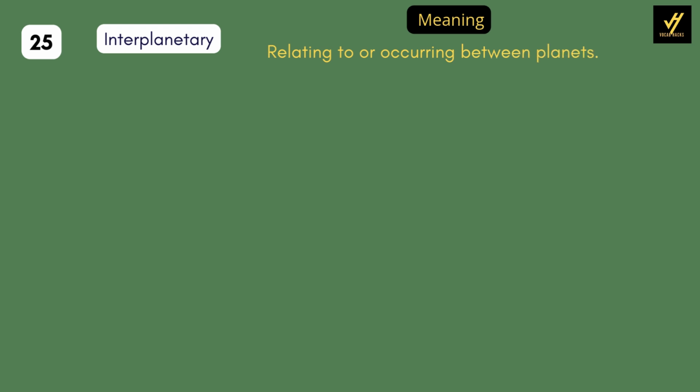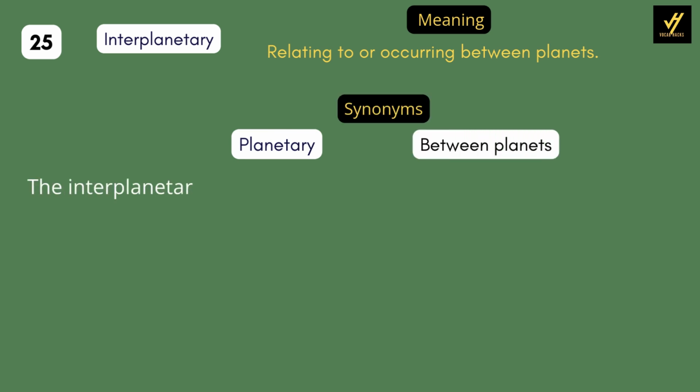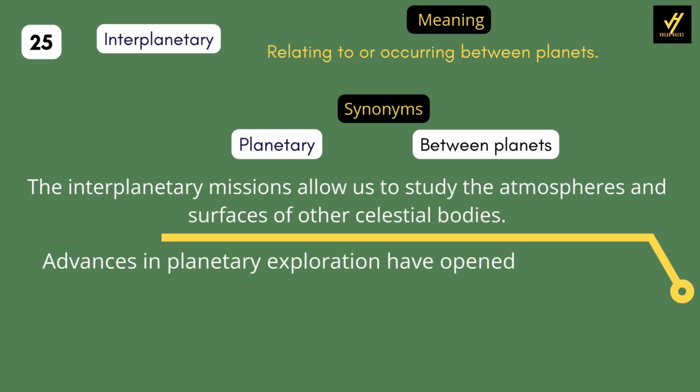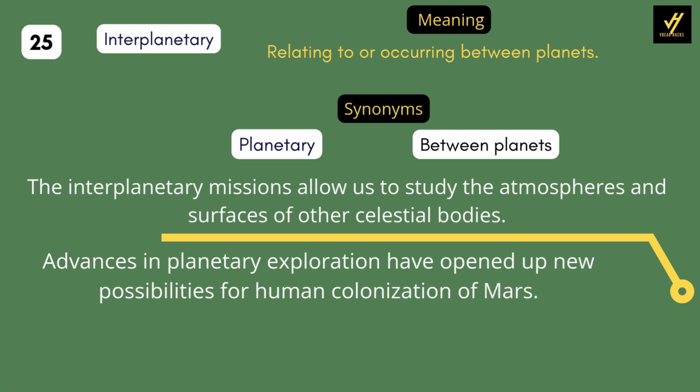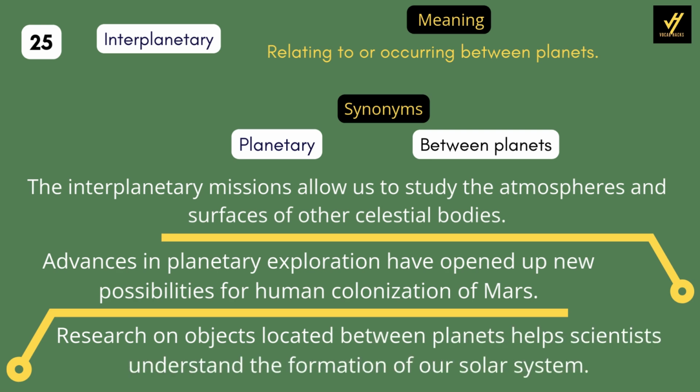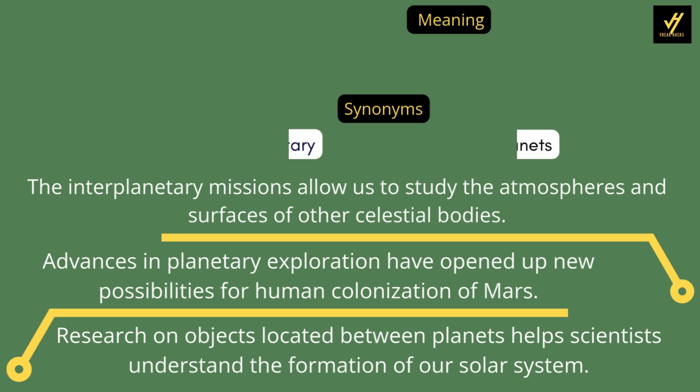Interplanetary, relating to or occurring between planets. Planetary, between planets. The interplanetary missions allow us to study the atmospheres and surfaces of other celestial bodies. Advances in planetary exploration have opened up new possibilities for human colonization of Mars. Research on objects located between planets helps scientists understand the formation of our solar system.